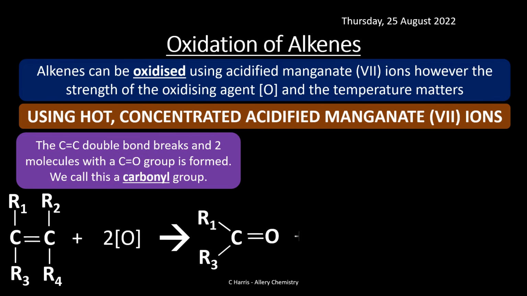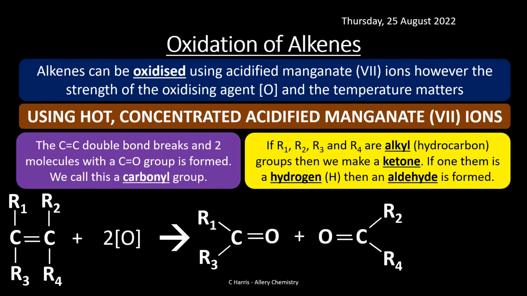So here we are. We've got an alkene, which is here, with R1, R3, and R2 and R4. We add our oxidizing agent, and it will form this. So you've got a carbonyl group and another carbonyl group here. Basically what we've done is we've split that bond in half, and we've put an oxygen on both sides of it. Now this is only if it's using hot, concentrated manganate ions.